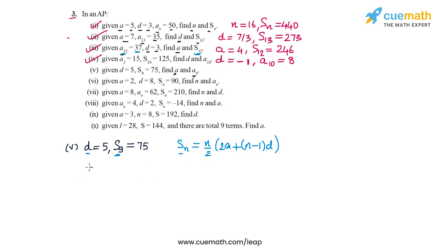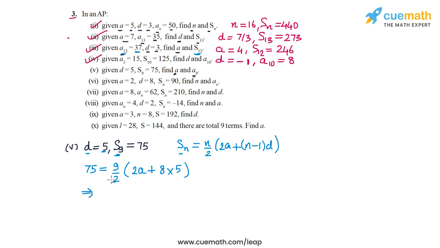So let's plug in the values. So S9 is 75. This is equal to n by 2 or 9 by 2 times 2a plus n minus 1. So n is 9, so n minus 1 is 8. 8 into d. So 8 into d is 5. So this is what we get.